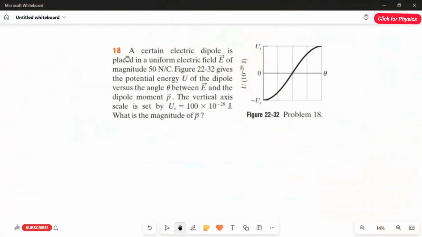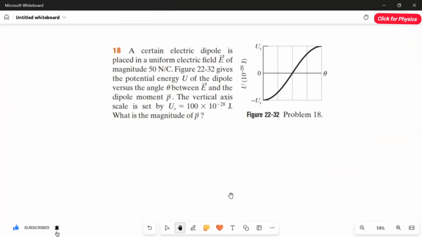Problem number 18. A certain electric dipole is placed in a uniform electric field E vector of magnitude 50 Newton per Coulomb. The figure gives the potential energy U of the dipole versus the angle between E vector and the dipole moment P vector. The vertical axis scale is set by U_S, the potential energy, which is equal to 10 multiplied by 10 to the power of minus 28 joule. Now we have to find the magnitude of the dipole moment P vector.